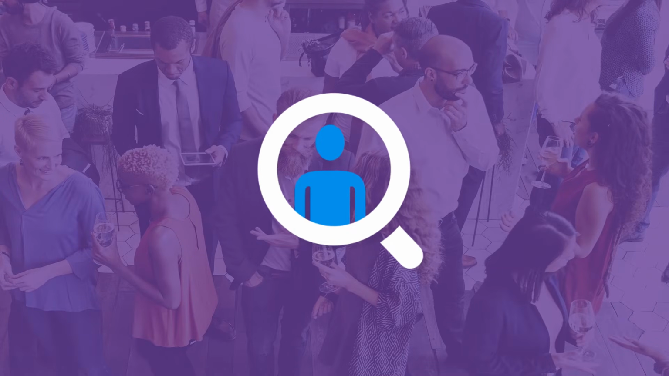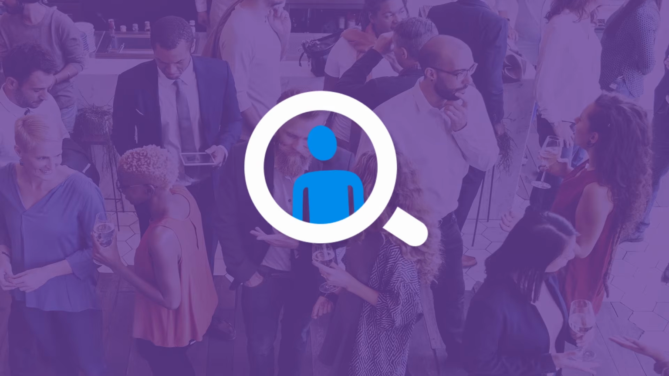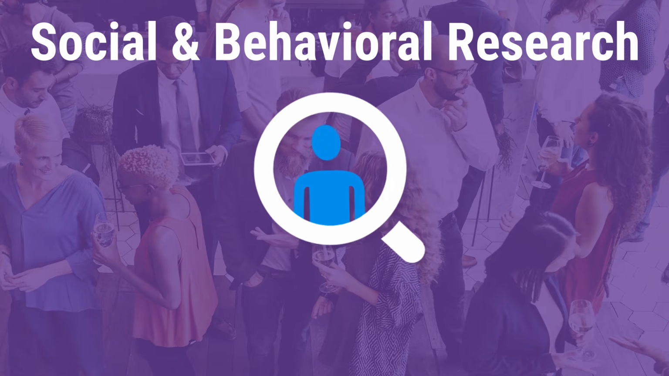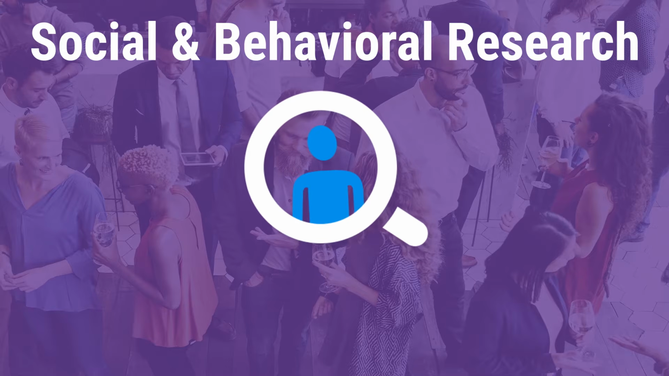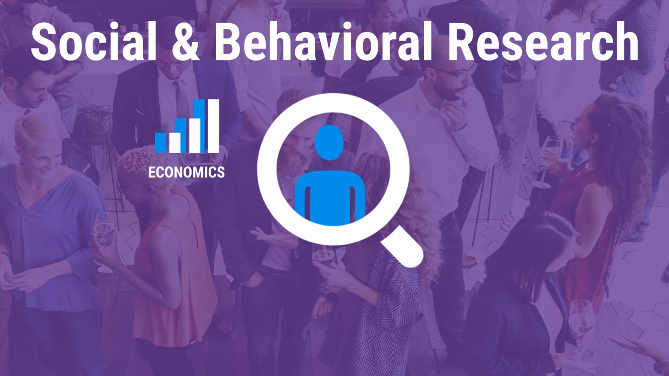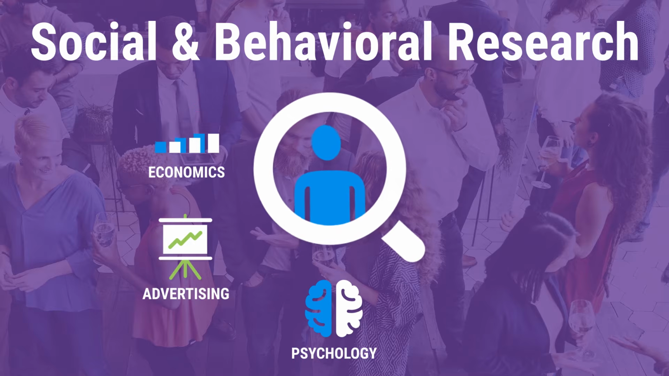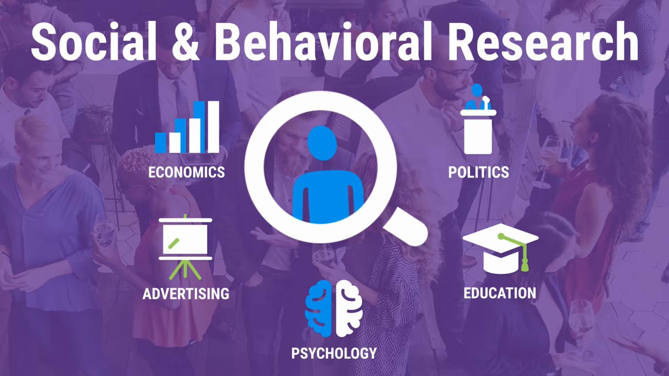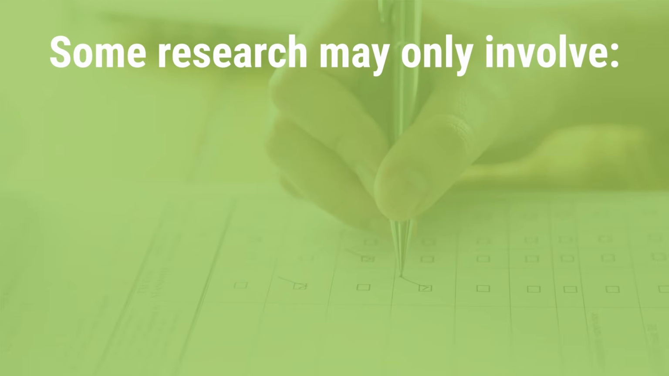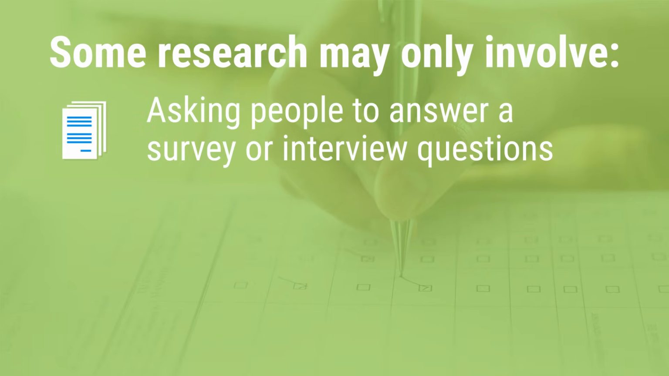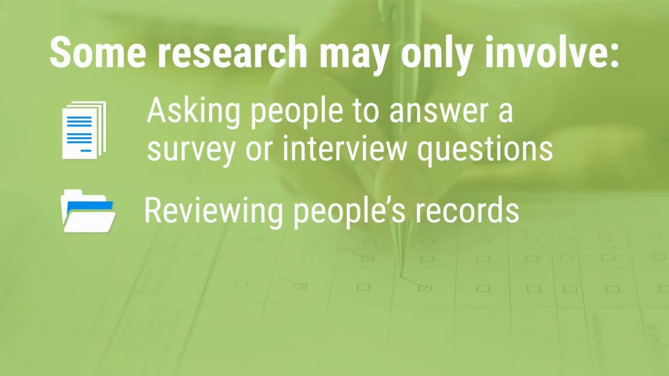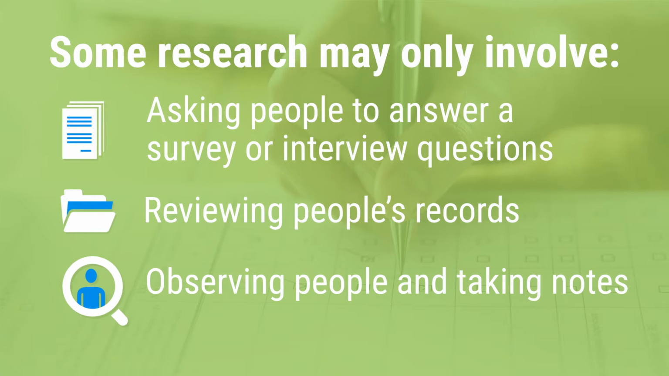Research that studies what people do and how they interact with each other is broadly referred to as social and behavioral research. This research covers many areas of human life, including, for example, economics, advertising, psychology, education, and politics. Some of this research may only involve asking people to answer survey or interview questions, reviewing people's records, or observing people and taking notes about their behavior.